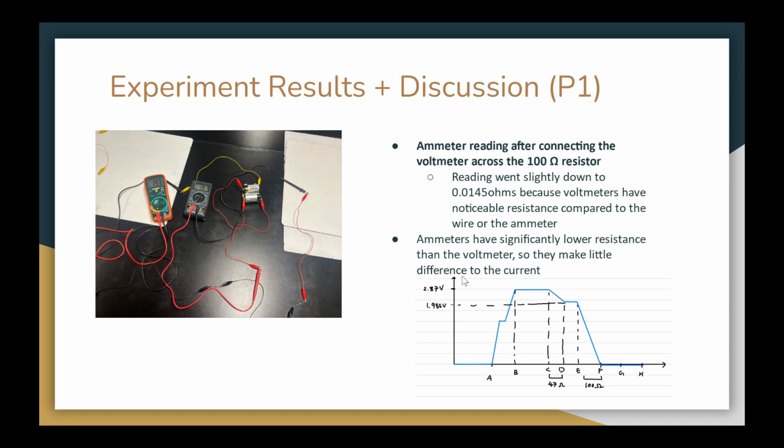The ammeter reading after connecting the voltmeter across the 100 ohm resistor went slightly down because voltmeters have noticeable resistance compared to the wired ammeter. This is why the ammeter didn't affect the current at all, because it has such a low resistance. As you can see in the graph, the ammeter is very flat, but where the resistors are, there's a decrease. This follows from the first law, and the second law, where the conservation of energy exists, the initial voltage and the final voltage are both zero.